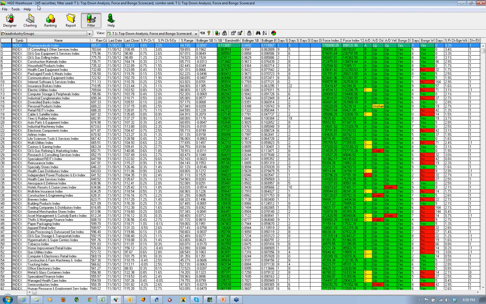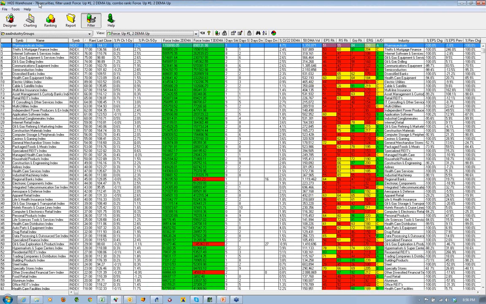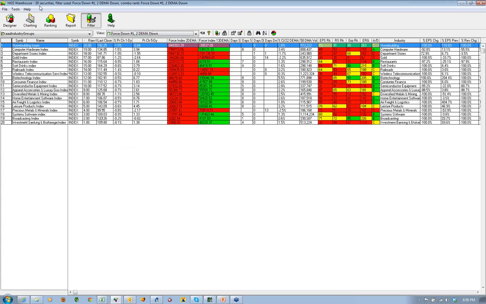So there are 145 different groups, and when I go to the 2-day up, I see that we've got 78 that are up, and there's a lot that will be neutral, and we have 20 that are down.